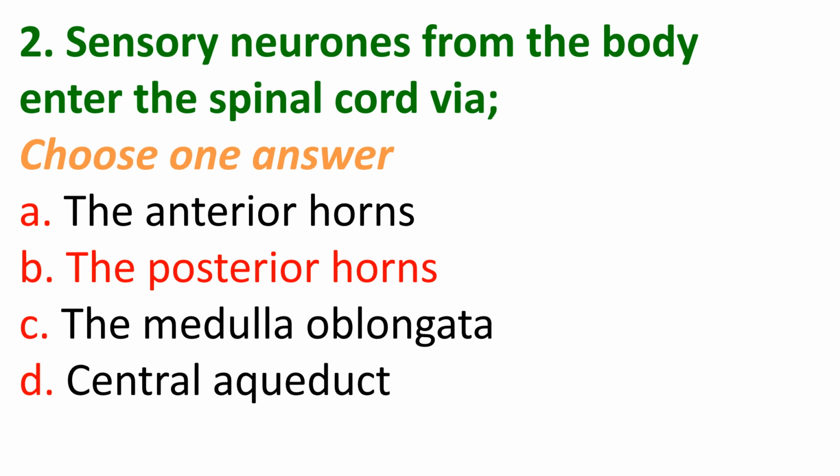Now, the central aqueduct is a passageway within the brain that allows the free flow of cerebrospinal fluid. So it's not that. The medulla oblongata is the lowest part of the brain stem. The brain stem is in 3 sections: the midbrain at the top, then the pons in the middle, and then the medulla oblongata at the base of the brain. And there are cranial nerves that communicate with the medulla oblongata, but these ones that we're talking about here, it specifically says in the question, via the spinal cord.